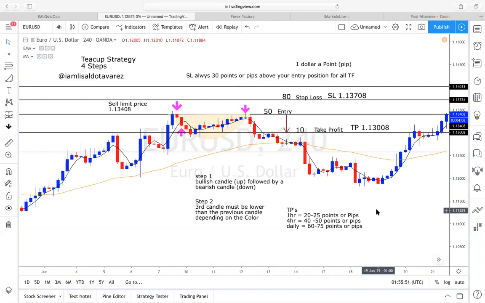Now, one thing that I want to tell you guys, you don't have to follow these take profits. If you want to just be like, I want to get 15 pips all the time, all right, get your 15 pips or points. I'm just giving you a guide, but that doesn't mean you have to follow. If you say, I just want to take 10 points every time I take a teacup, then by all means, God bless you, do what you got to do. I'm just giving you a guide. That's all it is, the guide.